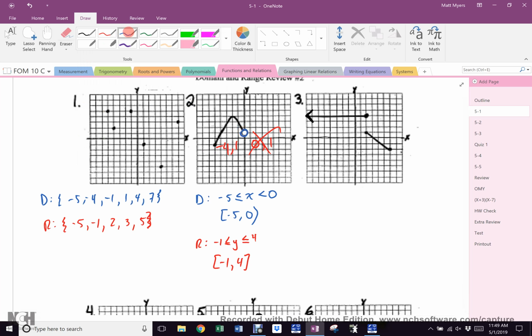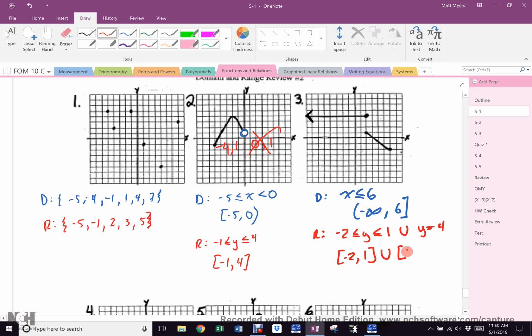Number 3. X is less than or equal to 6. Or, round bracket, -infinity, 6, square bracket. Union with y equals 4. Or -2, 1, union 4. Does everybody understand why that one is?